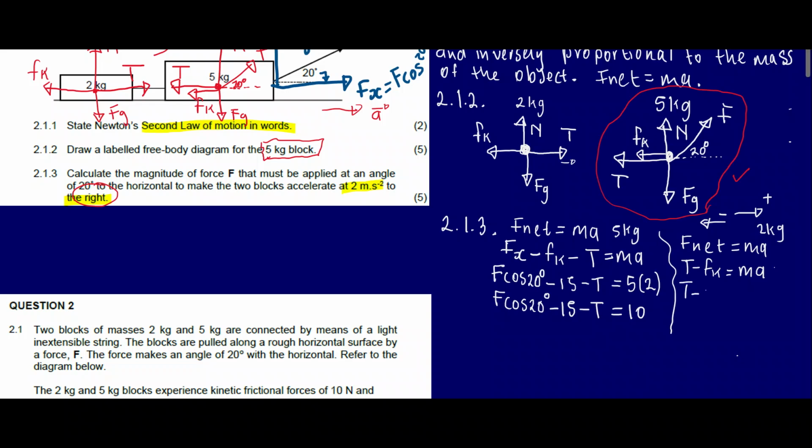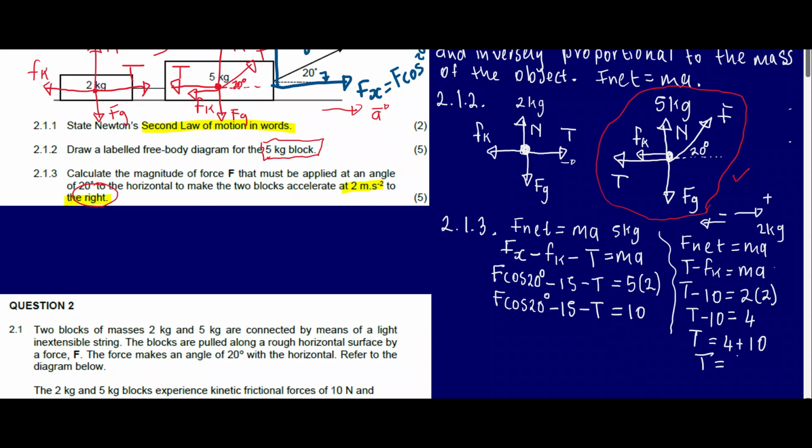So what is the tension here? It's going to be T minus Fk, what is Fk? Fk is 10, equal to what? Equal to the object's mass, which is just the 2 kg block, times the 2 for the acceleration. So here you can see that we're going to have T minus 10 equals 4. Because we're looking for force F, we would have determined the value of the tension if we transpose the 10 to that side. So T is going to be 14 newtons.